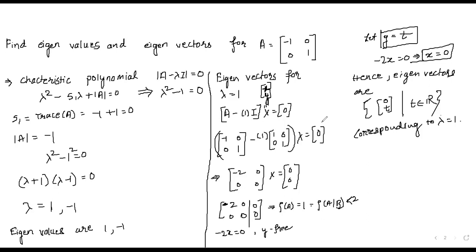Can you find the eigenvector for lambda equal to minus 1 then? Eigenvectors for lambda equal to minus 1. Do it fast.